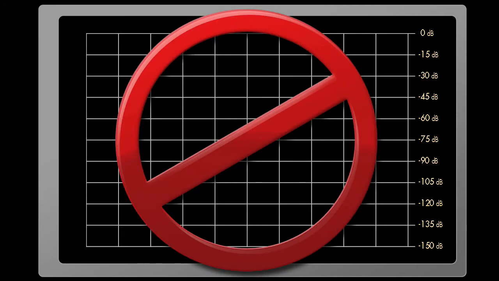Some people incorrectly call the display range of a spectrum analyzer the dynamic range. For an instrument with 10 vertical divisions and the ability to set 15 dB per division, the display range is 150 dB. This is not dynamic range. The proper term for this value is display range.